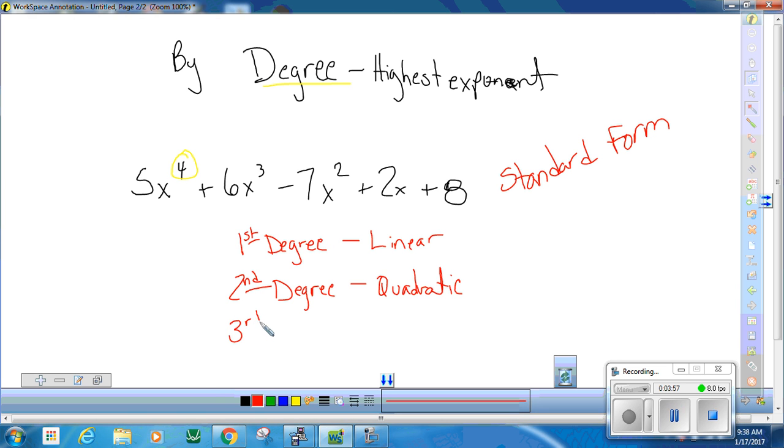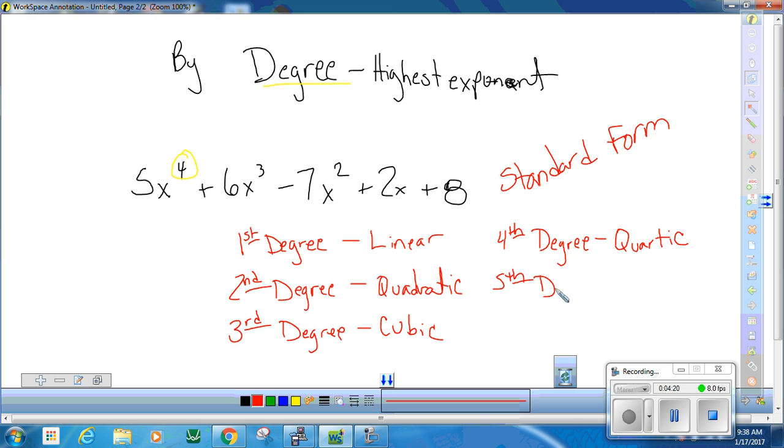A 3rd degree, so we're talking about x cubed. A 3rd degree polynomial is going to be a cubic function. So you see that as cubic. A 4th degree, so the highest exponent is x to the 4th power, is going to be a quartic function. And a 5th degree could also be called a quintic.